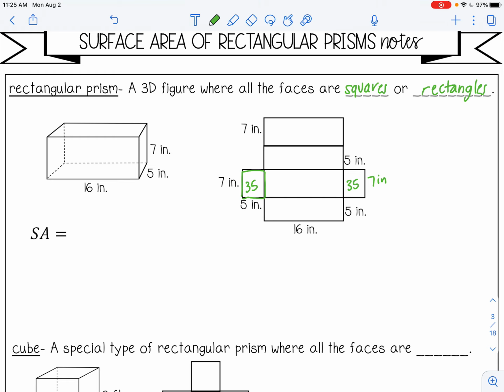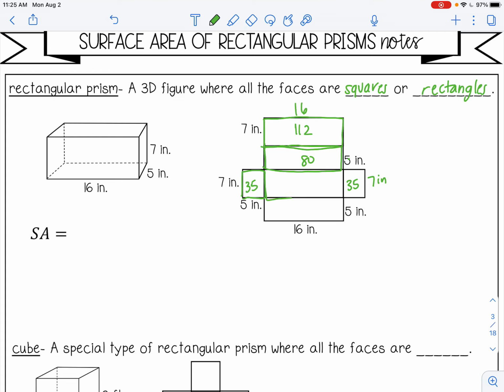Then we have, let's start with this top rectangle. So we have 7, and this would also be 16. So 7 times 16 is 112. The next one is still 16, but it's 16 by 5. So that would be 16 times 5 is 80.